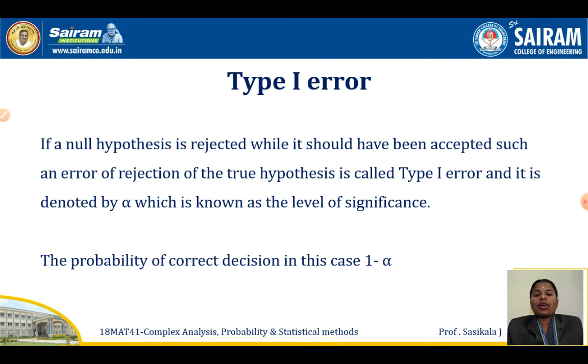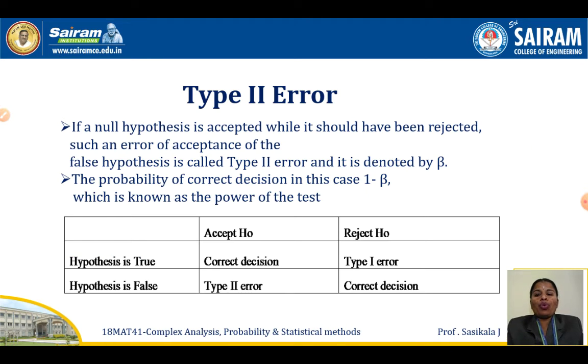So what is that? The type 1 error is nothing but rejecting the null hypothesis which you have assumed, while it should have been accepted. It is an error of rejection under the true hypothesis, and we call it a type 1 error. Okay. And then we'll go with the type 2 error.